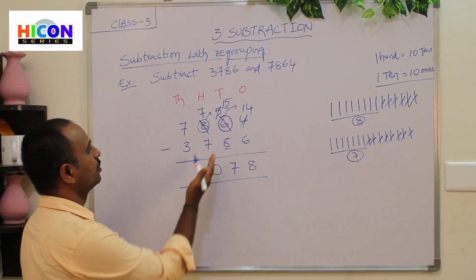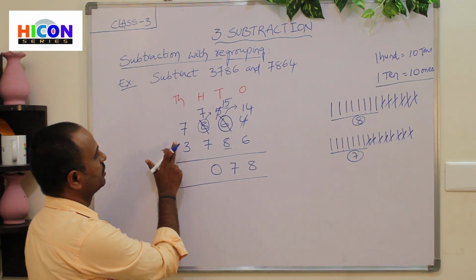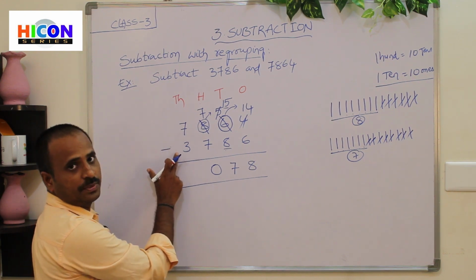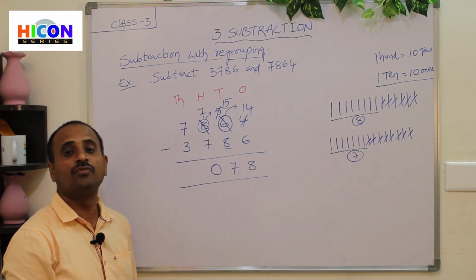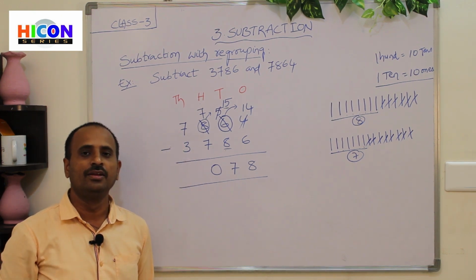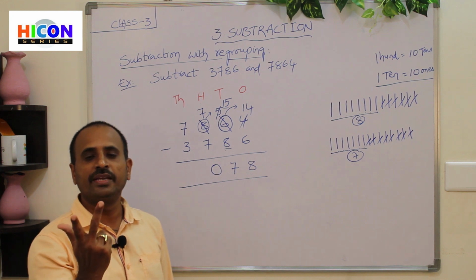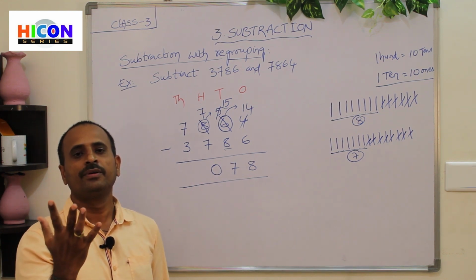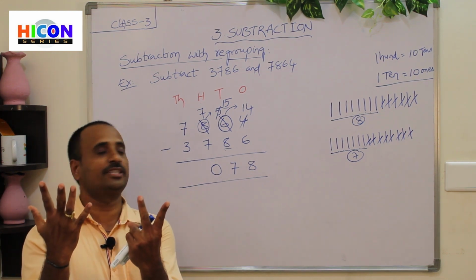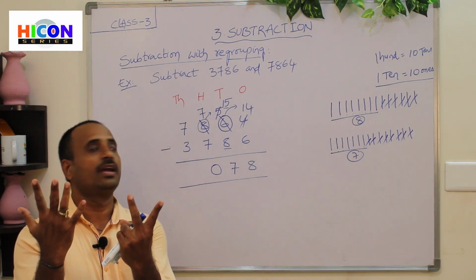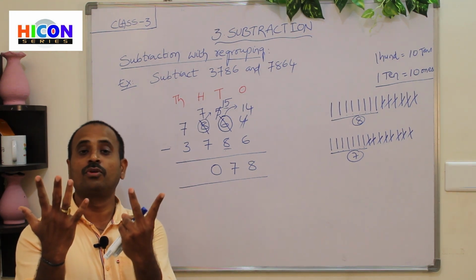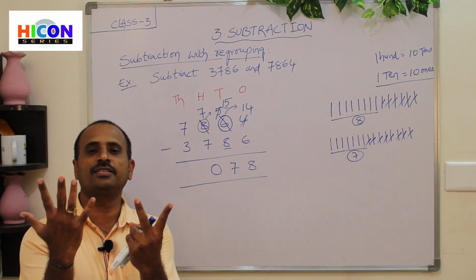So now go to thousands place. Children, what are the digits present in thousands place? 7 and 3. What is the first number? 7. So open 7 fingers of your hand. 1, 2, 3, 4, 5, 6, 7. Next, what is the second number here? 3. So close 3 fingers among these 7 fingers.